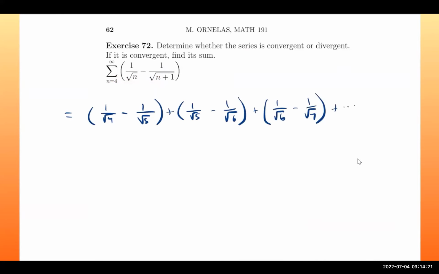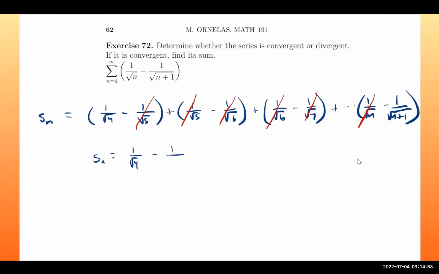Let's just go up to n. So I'm going to call this the nth partial sum. That's going to be 1 over square root of n minus 1 over the square root of n plus 1. So this would be the nth partial sum. And now you will see that these terms cancel, and you can envision all these terms canceling out, and what you will be left with is the nth partial sum equal to 1 over radical 4 minus 1 over radical n plus 1, namely the first term and the last.